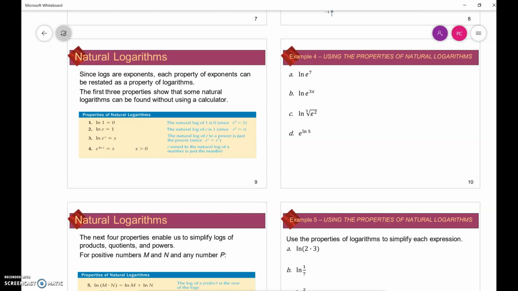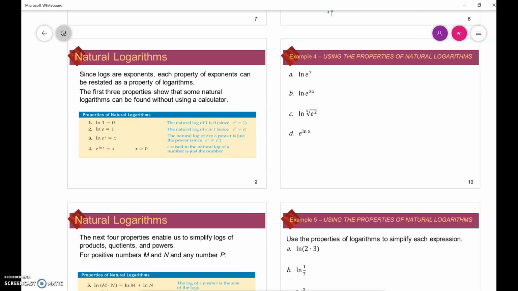The first three properties show that some natural logarithms can be found without using a calculator. If you have ln of 1, that's equal to 0, since e to the 0 power is 1. That works for any logarithm. Log base 100 of 1 is equal to 0, and these properties go for any base.